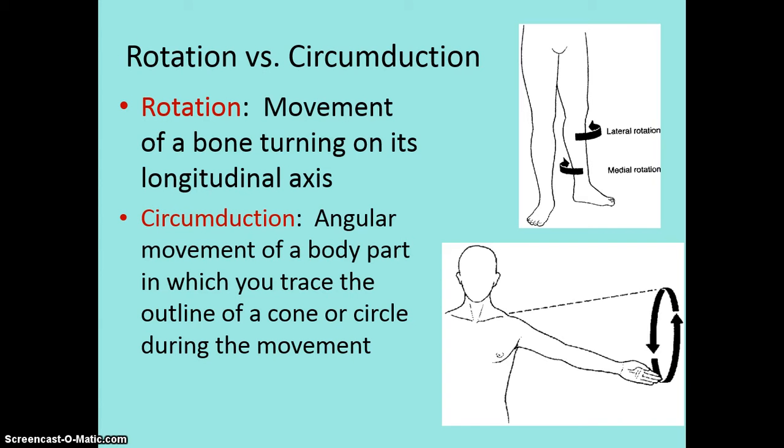Rotation and circumduction are not opposites. However, they are movements that students confuse or mix up, so that's why I've grouped them together here. Rotation is to spin on an axis. Like you can see in the upper right corner, that person is spinning their toes out away from their body. That would be lateral rotation. And bringing the toes back forward would be medial rotation. So we're spinning on an axis. Circumduction is not spinning on an axis. That's when you move a body part such that you outline an imaginary cone or circle in the air.